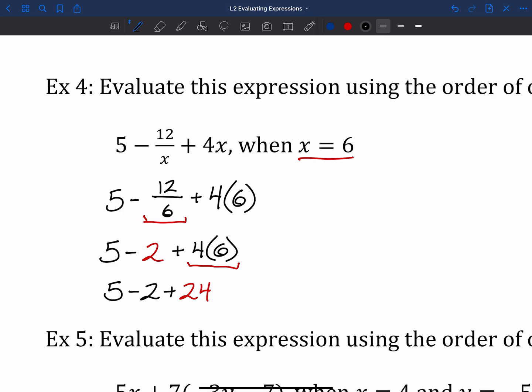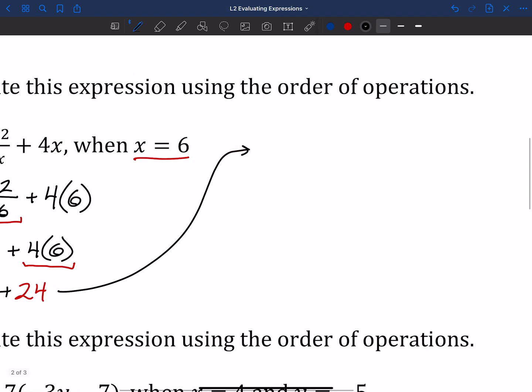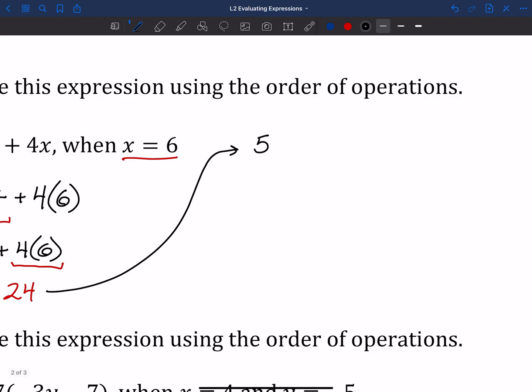All right, cool. So you might notice I ran out of room. I'm going to bring this right on over, writing down the same thing. Right, it was 5 minus 2 plus 24. Okay, so now that we're done with multiplication and division, all we've got left is addition and subtraction. Right, again, moving from left to right, whichever ones we run into first.